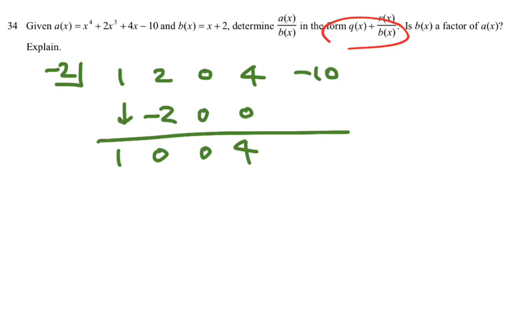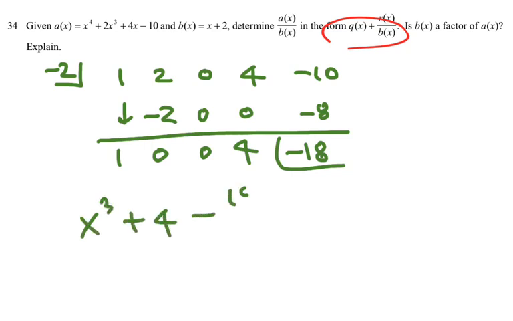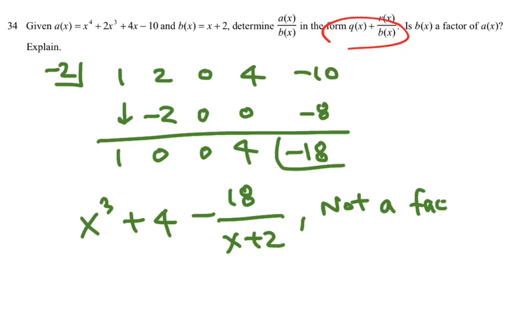And continues this way, we get -18. So therefore, our answer will be x to the third power plus 4, and then minus 18 over x plus 2. And this is not a factor. Why? Because we have a remainder of -18. In order for it to be a factor, the remainder should have been equal to 0.